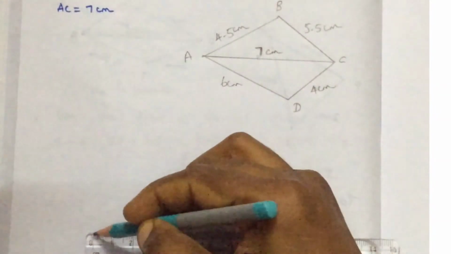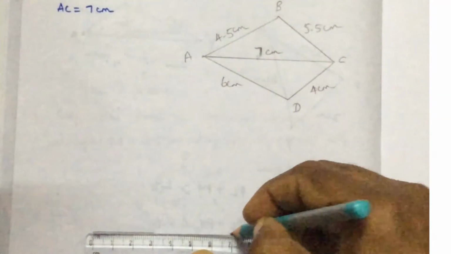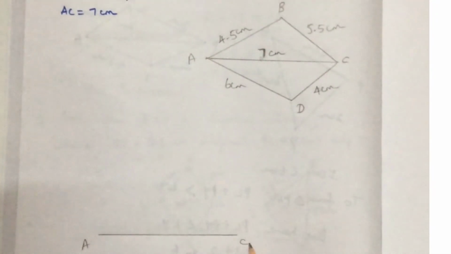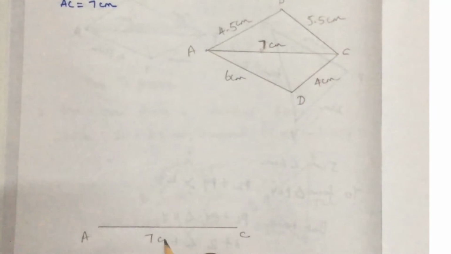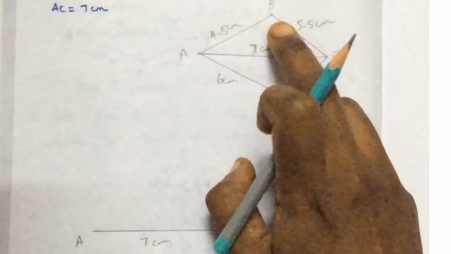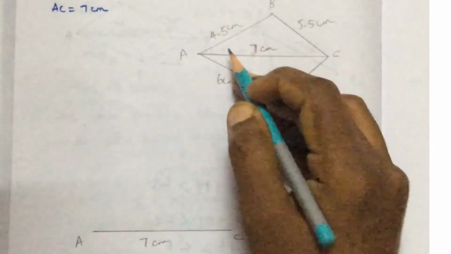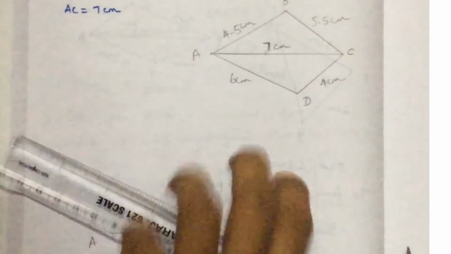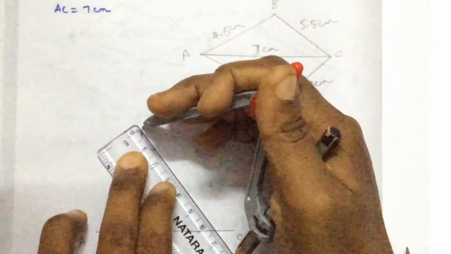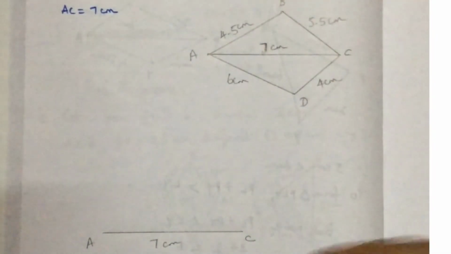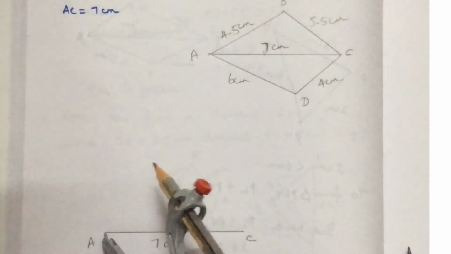So this is a line AC of 7 centimeter. Okay, I will mark A and C with 7 centimeter. Then I have to mark this. So with A as center, I am going to cut an arc of 4.5 centimeter radius. So with A as center, I will take 4.5 here. Okay, with A as center, I am cutting an arc here.